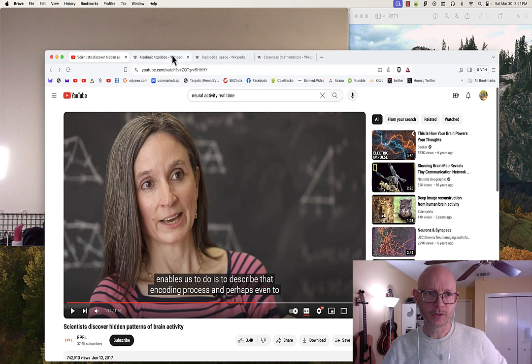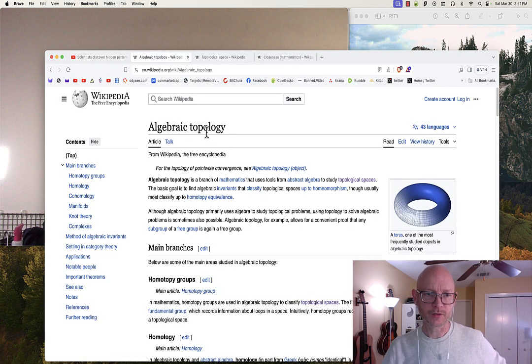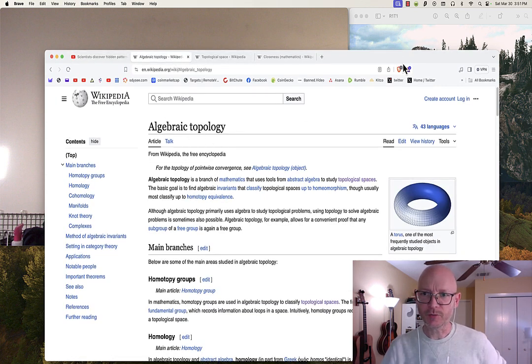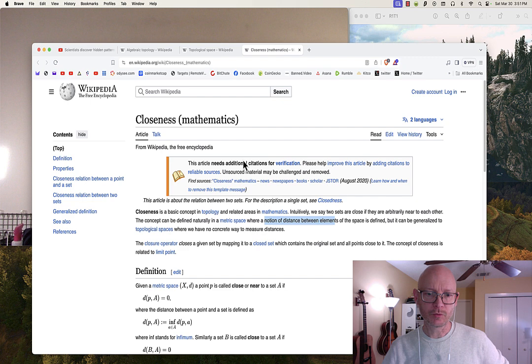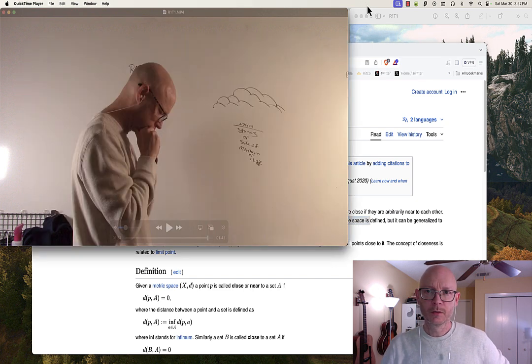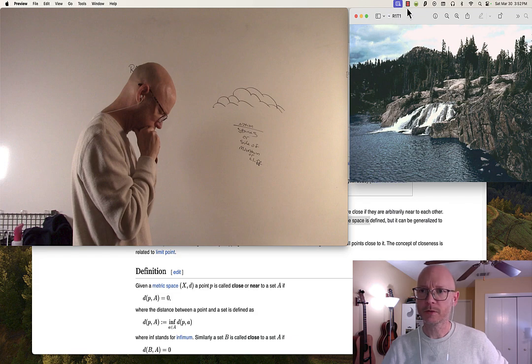I don't fully understand this algebraic topology because it's brand new to me as of like 20 minutes ago, but I'm going to do my best to try to get a better idea of what this means, because it fits into what I call dimensional sensations, or a notion of distance between elements of the space. All right, many more to come.